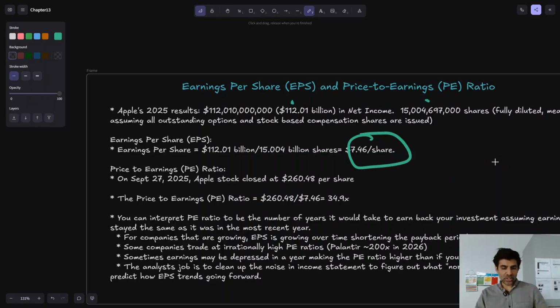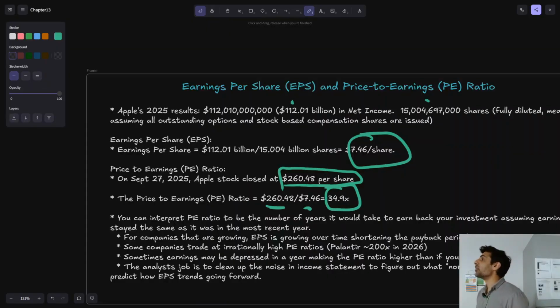The price-to-earnings ratio. So now, the price per share was $260. 260 divided by the earnings per share is 34.9. So that's essentially the number of years at current earnings it would take for you to just recoup your money in earnings. Okay. So some might think that that's too high.